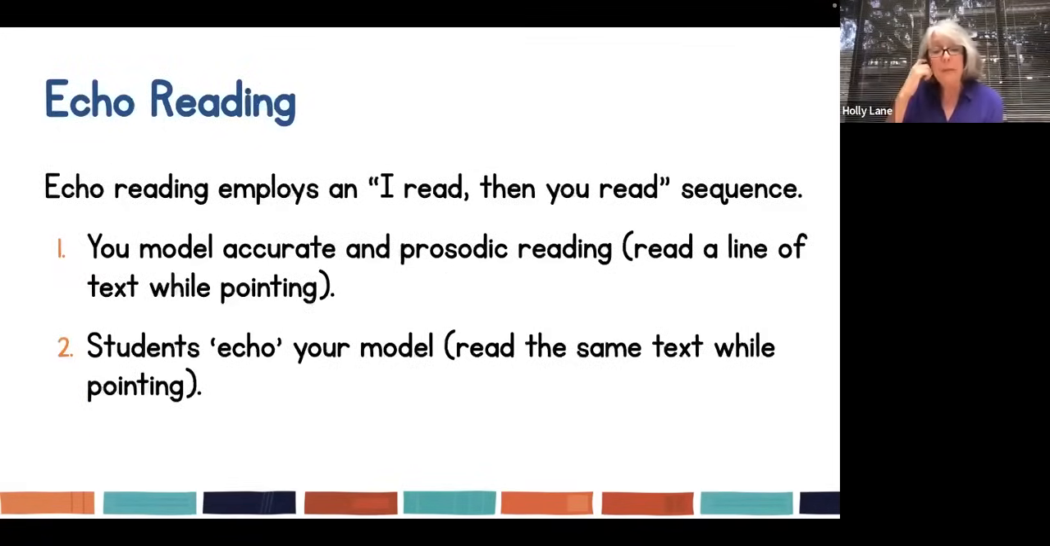So echo reading is simply an I read and then you read sequence. So you're going to model the accurate reading of a particular line of the text, and the students repeat after you. So this is the most scaffolding that you could possibly do. And if your kids don't need it, then you won't want to provide this. But if you've got kids who are really struggling, this will provide them with some success, and it'll allow you to get through the passage. So one opportunity that you might do is start out a passage with echo reading, let kids get to feel successful, and then shift into choral reading that requires them to do a lot more of the work.